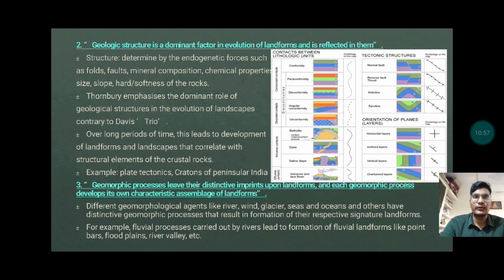Before understanding this concept, we need to understand what the geological structures are. These are the geological structures, terrains and topography visible on the Earth's surface. Now, what are the different kinds of structures? These can be determined by different constituents. One is endogenic forces, for example, faults, mineral composition, chemical properties, size, slope, hardness and softness of the rocks.